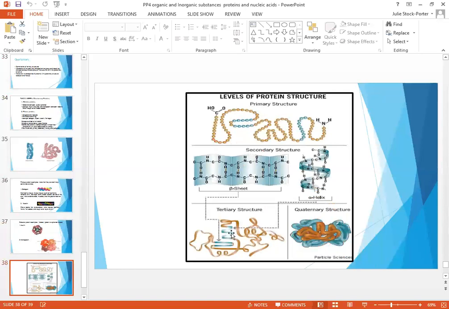Again, there's our levels, and I think we've talked an awful lot about them. Maybe not quite enough on the quaternary, but the quaternary is just tertiaries put together. Okay.